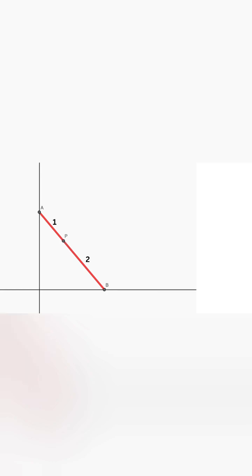If A is 1 and B is 2, then point P is closer to the wall end and farther from the ground end. On the other hand, if A is 2 and B is 1, then point P shifts closer to the ground end and farther from the wall end. No matter how the rod moves, this ratio always stays the same. Our job is to understand the path traced by point P as the rod moves.